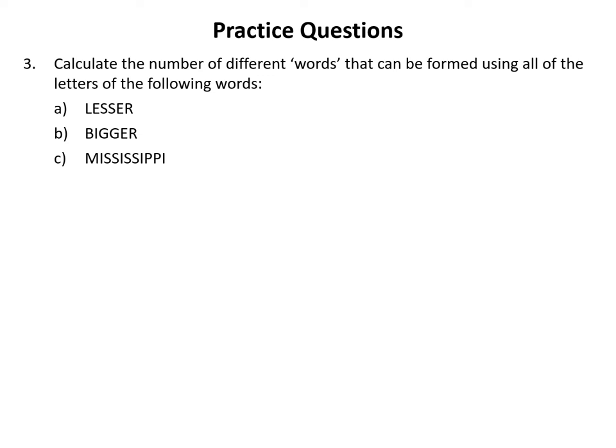Question 3. Calculate the number of different words or strings that can be formed using all of the letters of the following words. In A, the word is lesser, L-E-S-S-E-R. In B, the word is bigger, B-I-G-G-E-R. And in C, the word is Mississippi, M-I-S-S-I-S-S-I-P-P-I.